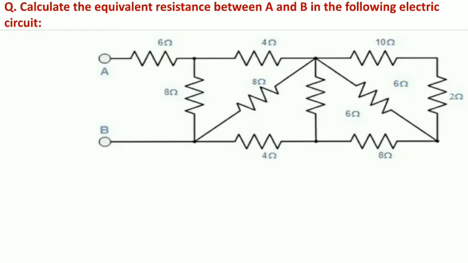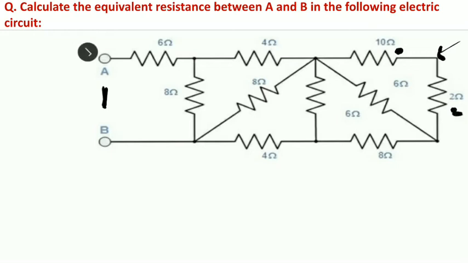Calculate the equivalent resistance between A and B in the following electric circuit. So we have an electric circuit over here. We have to calculate the resultant resistance between A and B. In these kinds of problems, we start from here. So this 10 ohm and this 2 ohm are in series.